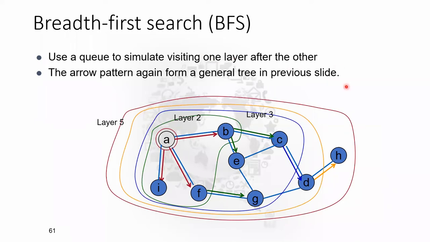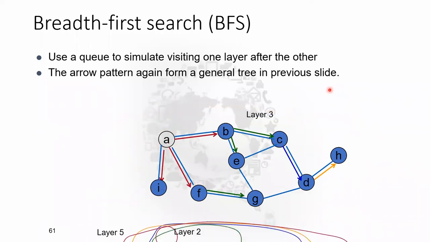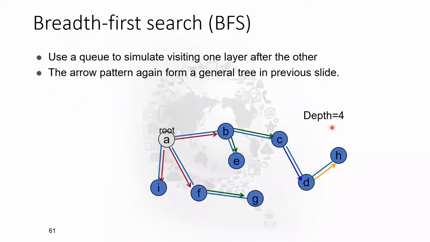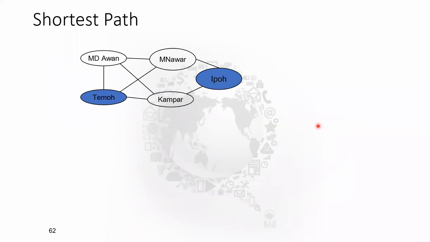So the arrow patterns again form a general tree, like in the previous slides. How many layers we go depends on the depth of the tree itself, or we can say the graph here. Because if the graph is large, that means the depth would be larger.